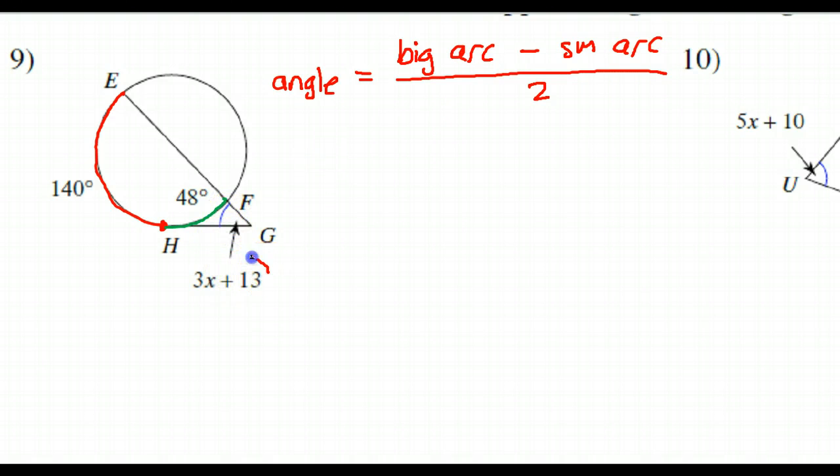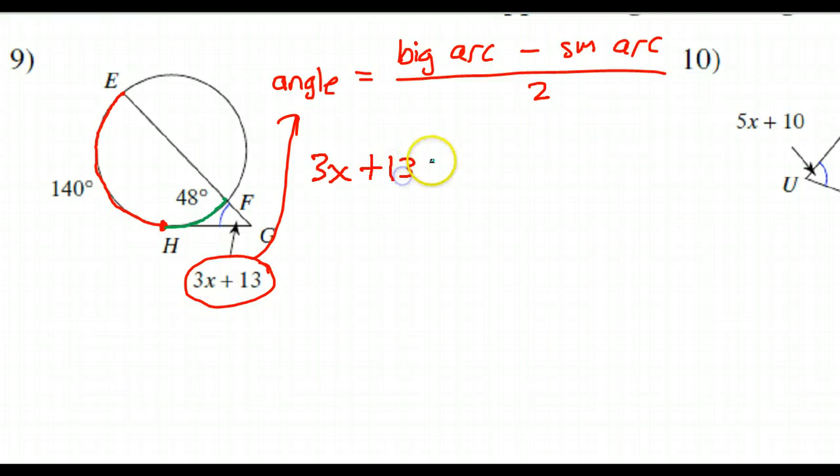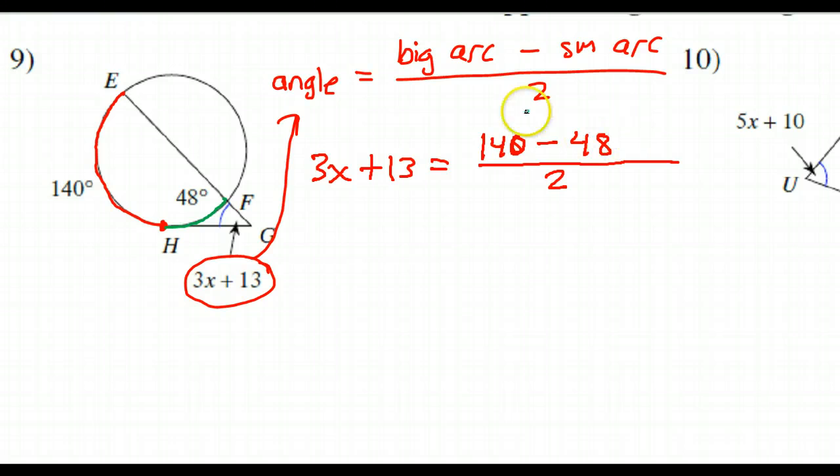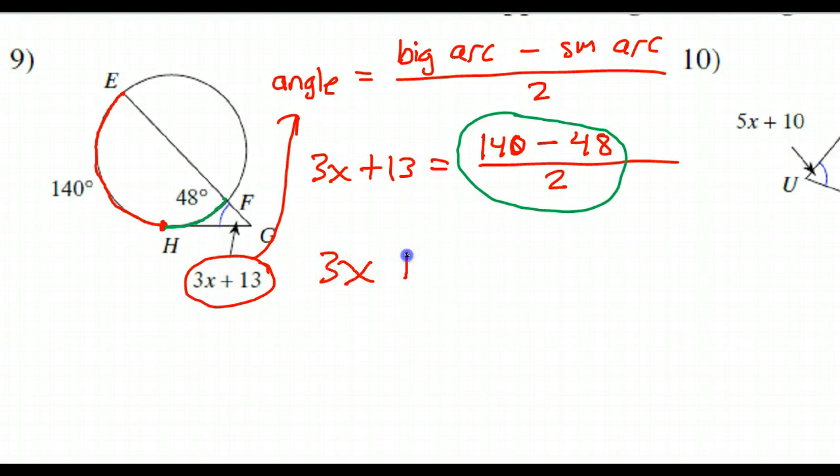So in this problem, guess what? This is the angle. So when we put everything where it goes, this will be 3x plus 13. Alright, that's the angle, is equal to big arc 140 minus small arc, which is 48, divided by 2. Now this part over here I can just put in the calculator and convert that to a single number. That is 46, so we're going to have 3x plus 13 is equal to 46.